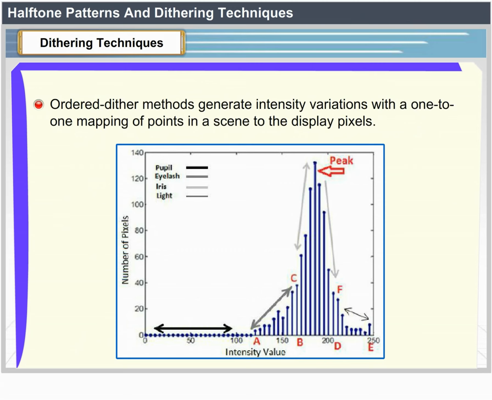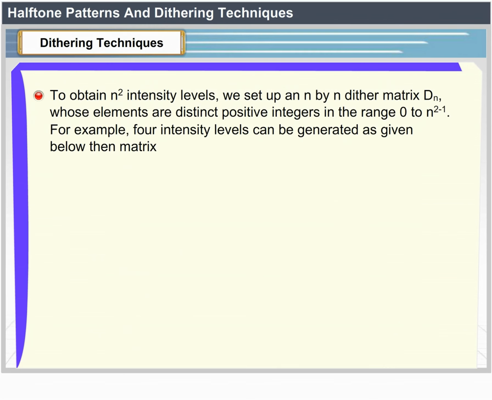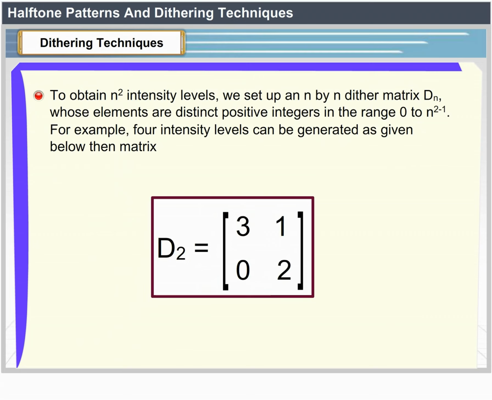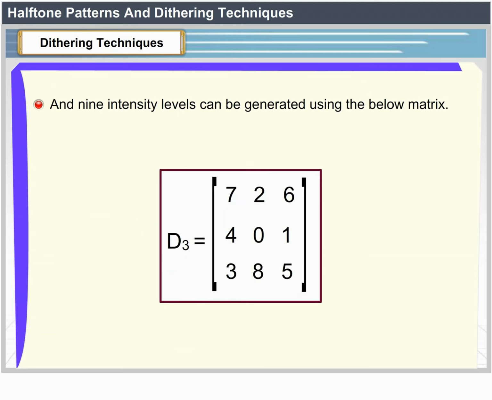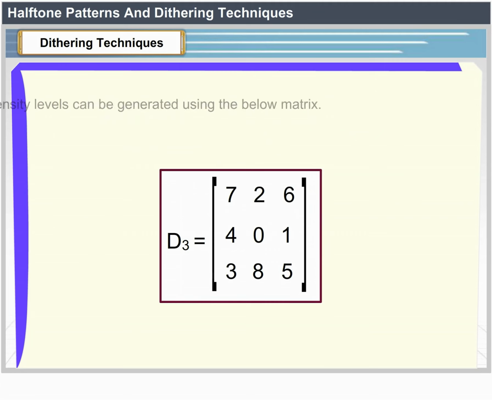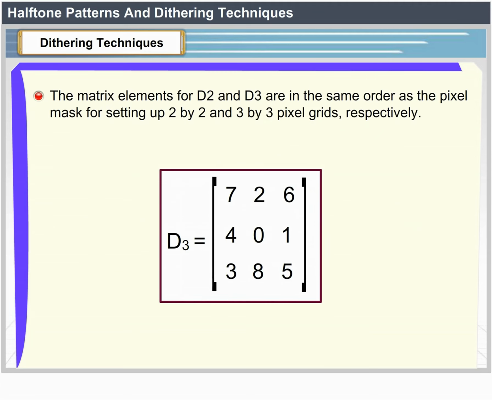Ordered dither methods generate intensity variations with a one-to-one mapping of points in a scene to the display pixels. To obtain n-squared intensity levels, we set up an n by n dither matrix Dn, whose elements are distinct positive integers in the range 0 to n squared minus 1. For example, we can generate 4 intensity levels with this equation, and we can generate 9 intensity levels with the following matrix. The matrix elements for D2 and D3 are in the same order as the pixel mask for setting up 2 by 2 and 3 by 3 pixel grids, respectively.